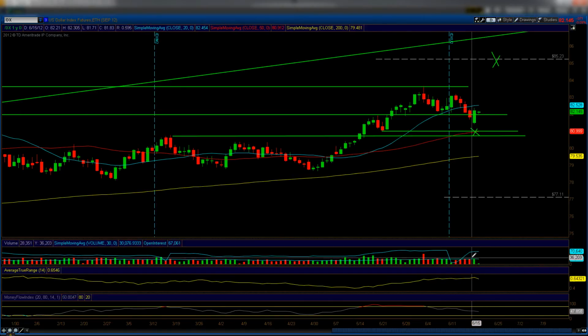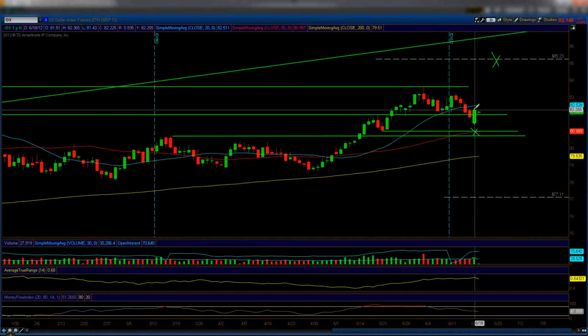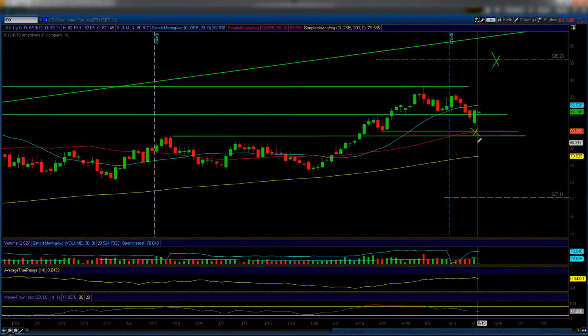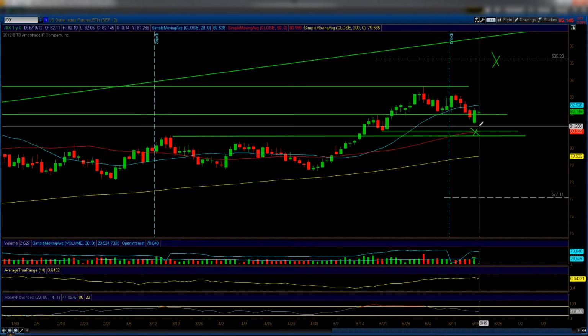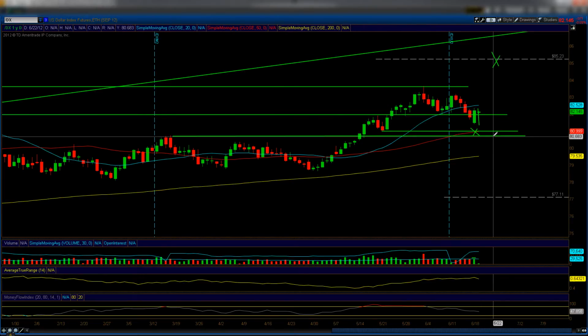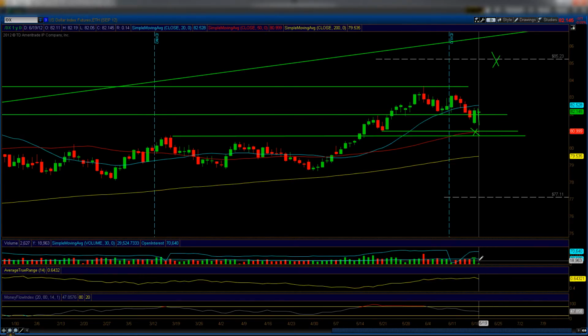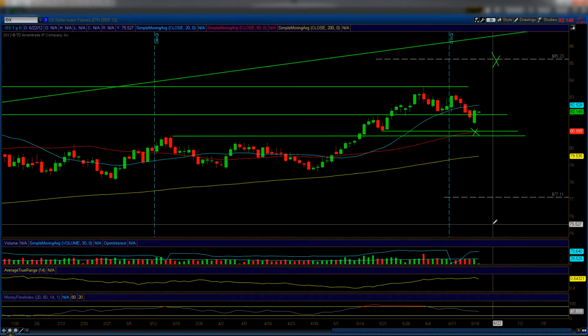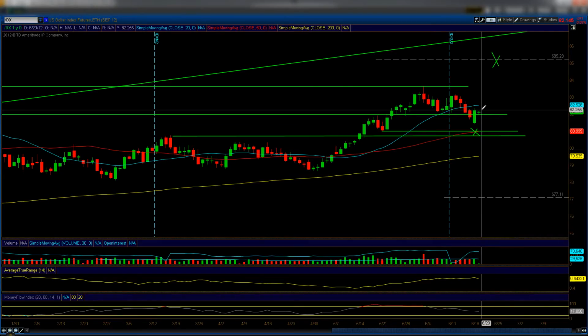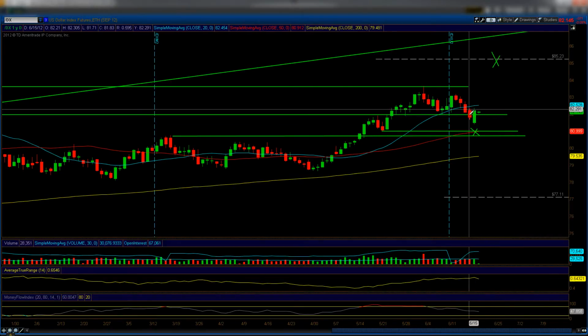I still don't see volume that validates this move today. The move in the dollar was a pretty big move higher on very little volume, so that tells me there's a possibility that this may be somewhat of a trap, if you will. But the pattern is there.